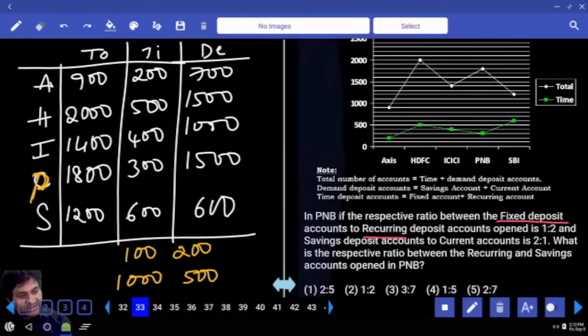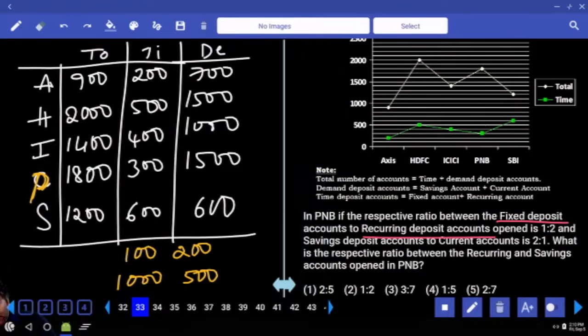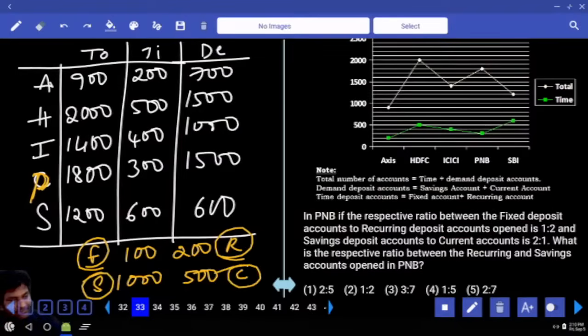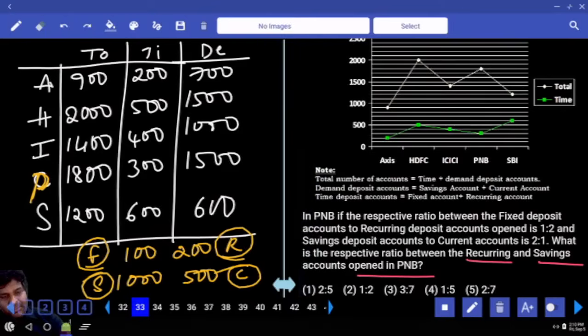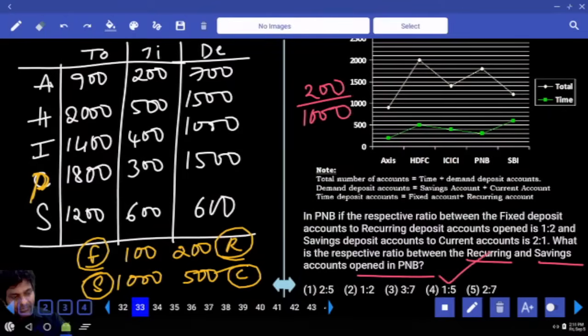Fixed and then recurring are in the ratio 1:2. These are fixed, these are recurring. Savings and current, savings are here, current are here. Now the ratio between recurring and savings opened by PNB. Recurring are 200, savings are 1000. 1:5.